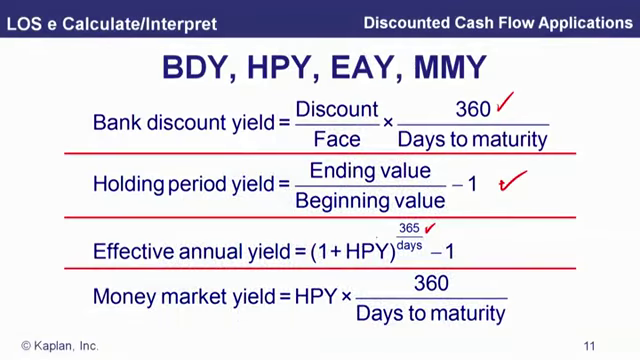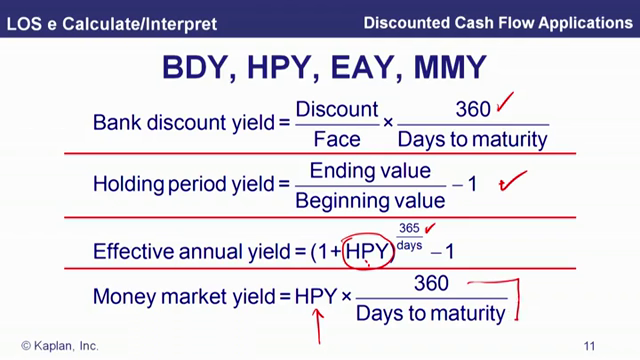What I would suggest is you just key everything off the holding period yield. Be able to go from one back to the holding period yield, and then use the holding period yield, say, in another measure like this. So if you're given the effective annual yield and you're asked for the money market yield, I would just back that holding period yield out of there and then multiply that holding period yield times 360 over days to maturity.